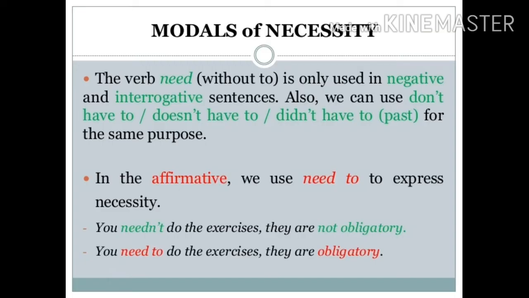Now some modals of necessity. The verb need without to is only used in negative and interrogative sentences. We can also use don't have to or doesn't have to, and didn't have to in the past, for the same purpose. In affirmative sentences, we use need to express necessity. For example, you need not do the exercises, they are not obligatory. You need to do the exercises, they are obligatory.